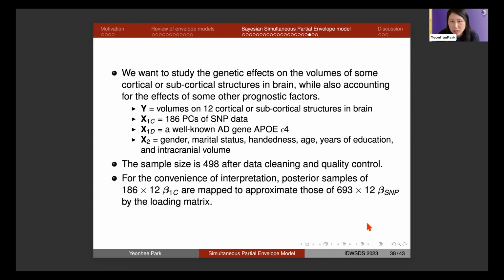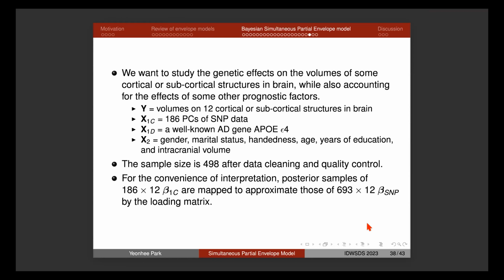We want to study the genetic effects on brain volumes of cortical or subcortical structures, while we want to account for the effects of some other prognostic factors. So we take the response as the brain volumes on 12 cortical or subcortical structures, and we take X1C as the 186 principal components of the SNPs, X1D as the APOE gene. And X2 is the remaining prognostic factors such as gender, marital status, handedness, age, education, and so on.